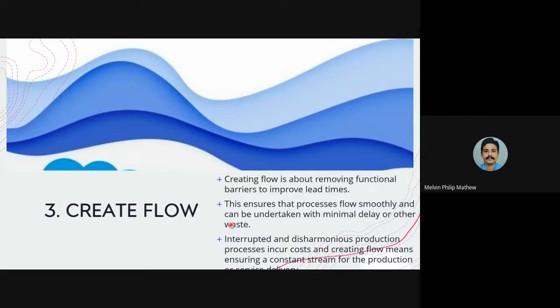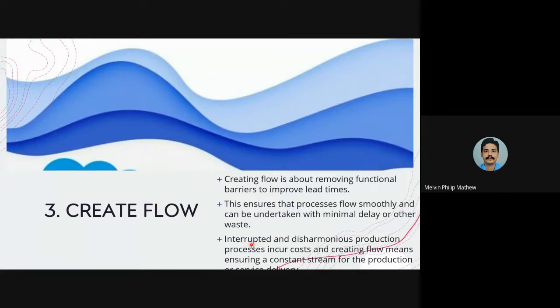So removing the functional barriers ensures smooth flow. Okay, smooth flow with minimal delay. So that is the advantage of removing functional barriers. So we are reducing the delay that occurs, or the delay time that occurs maybe between interdepartmental processes, or during a department process itself, if there is any wastage of time. So these delays are then minimized or eliminated by removing the functional barriers.